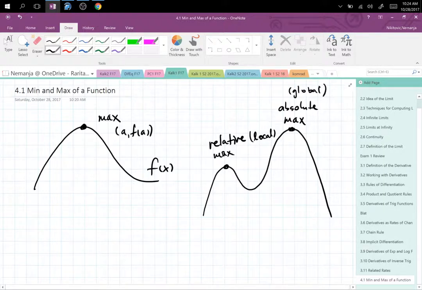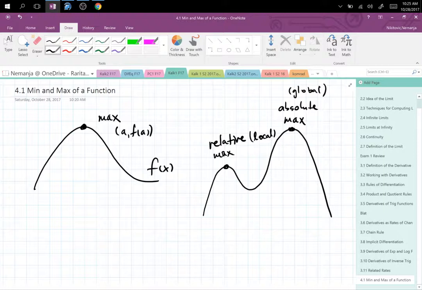So those are the words that we use. It shouldn't take too much brain power to realize that the absolute maximum is absolutely the highest point on the graph in terms of the y value, and the relative or local max is max in its own neighborhood. So you can think of the president of the country and the governor of a state. The governor is the boss in his or her state, where the president is in charge globally, and that's the top.